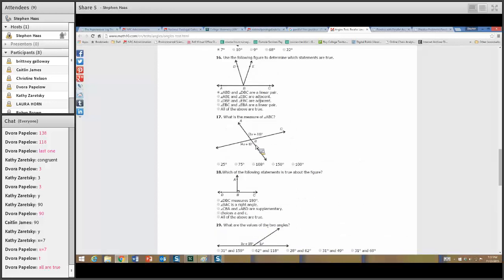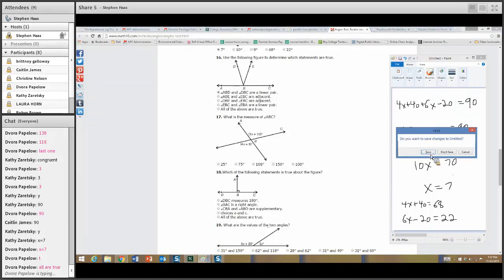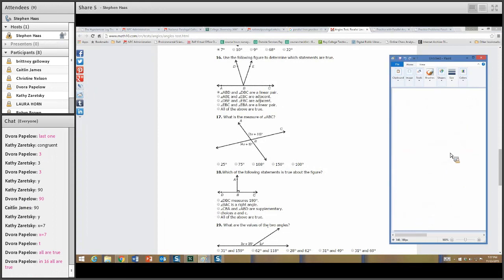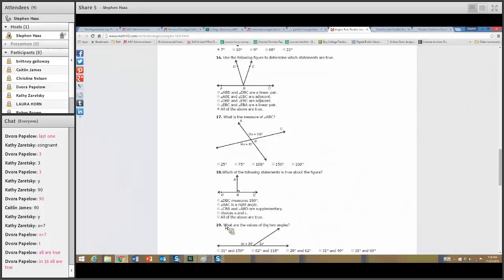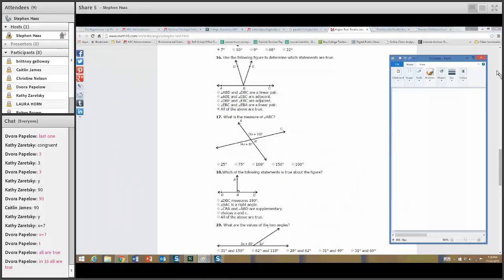What's the measure of angle ABC? Okay. Well, these are vertical angles. So if they're vertical angles, they're equal to each other. Oh, I'm sorry. I didn't even see all of the above is true. Let's see, are the rest true? ABE and EBC are adjacent. So I know that the second one is true. So if the first two are true, they all have to be true, because that's the only way it makes sense.